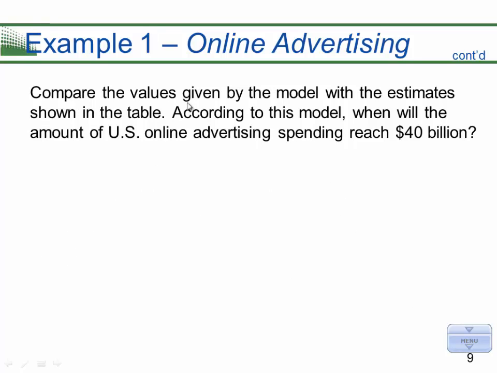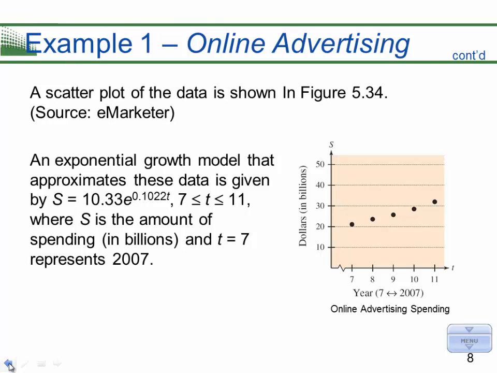So let's compare the values given by the model with the estimates shown in the table. According to this model, when will the amount of U.S. online advertising spending reach 40 billion? So what we're trying to look at here is when will this spending reach 40 billion up here? It should be somewhere around here, around 12 or 13. But we want to know when will that happen. Well, what we'll do is we'll plug in the spending of 40 billion, and we'll solve for time right here.